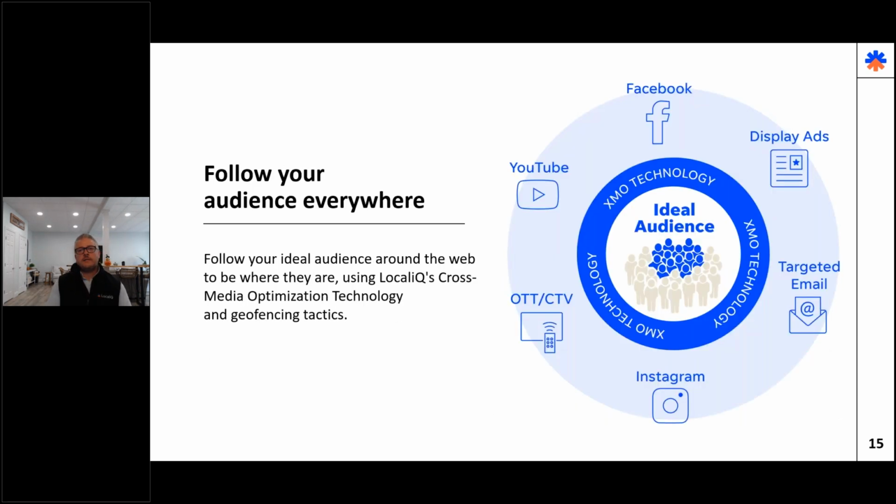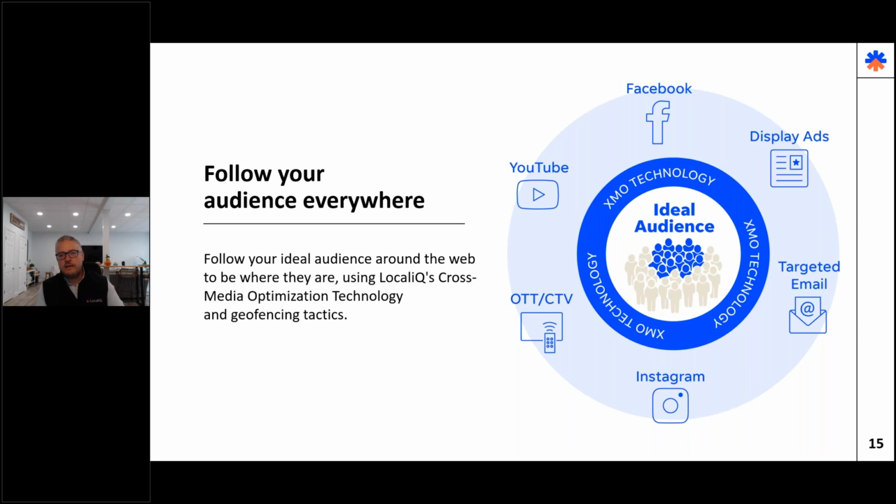So going back to our brand amplifier solution, if you look at the image on the right-hand side, it really starts with that ideal core audience of who you want to target based on the geography, the demographics, the behaviors, the interests, etc. Then we have our XMO technology layered in, and on the next slide, we'll talk a little bit about what that does and how that really helps optimize this campaign across all of these different publishers.